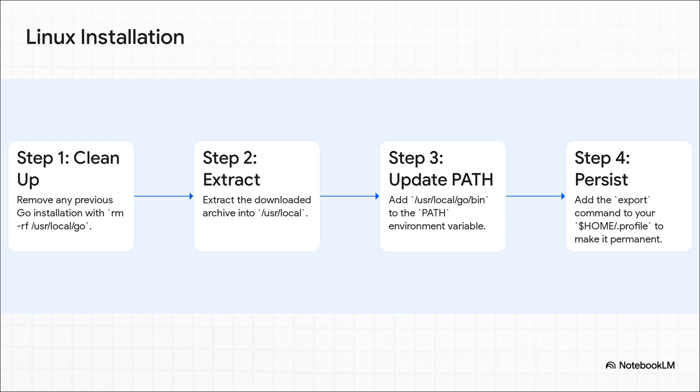Okay, first up, Linux users. Step 1 is that clean slate step we just talked about. Just be careful typing that command. Step 2 is easy. You're just extracting the files. Now, step 3 is where the magic happens. You have to add Go to your system's path. What's the path? Well, you can think of it like a list of addresses that tells your terminal where to look for programs.